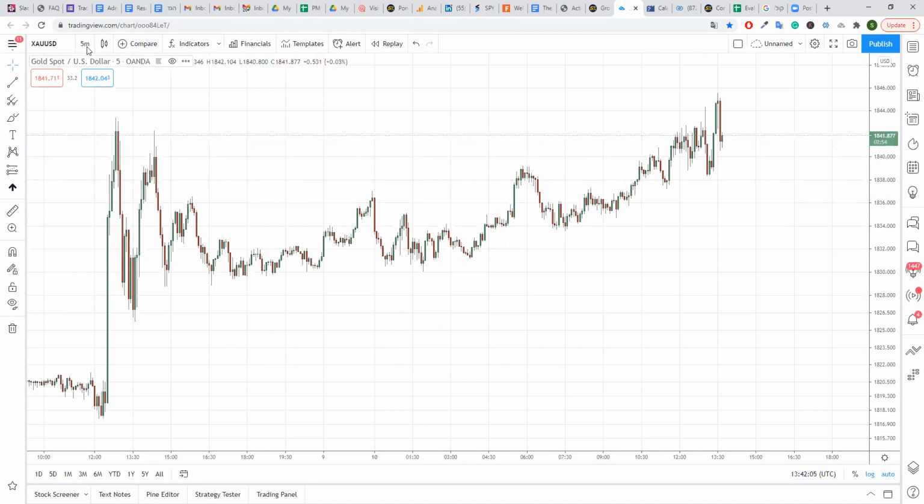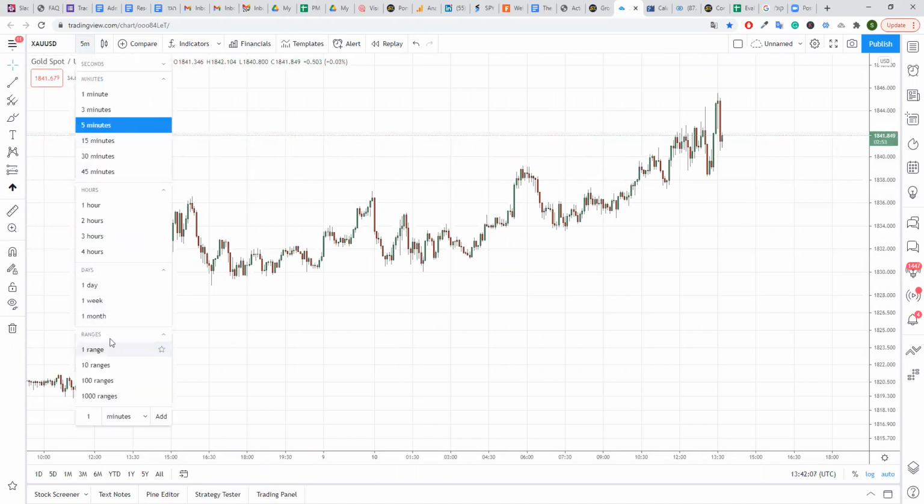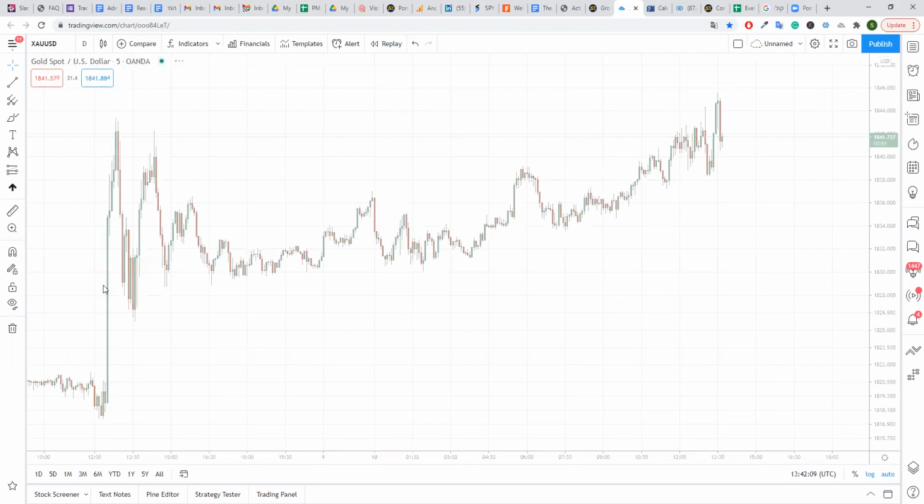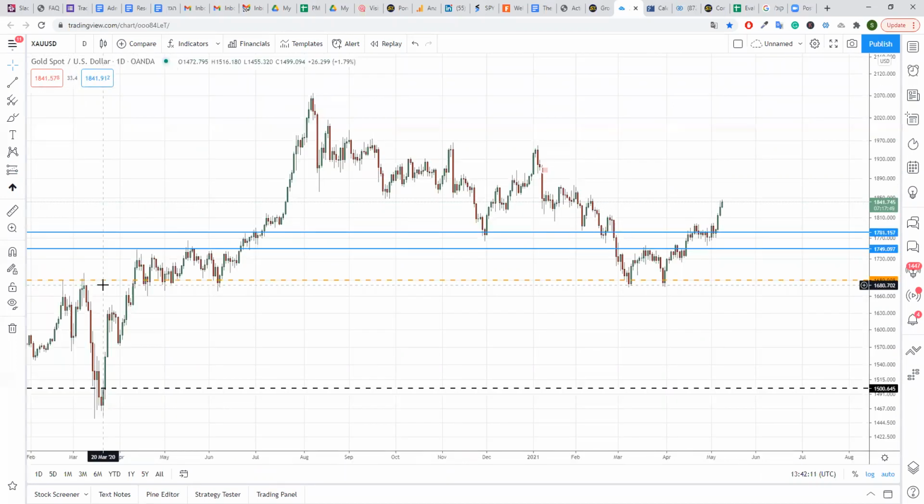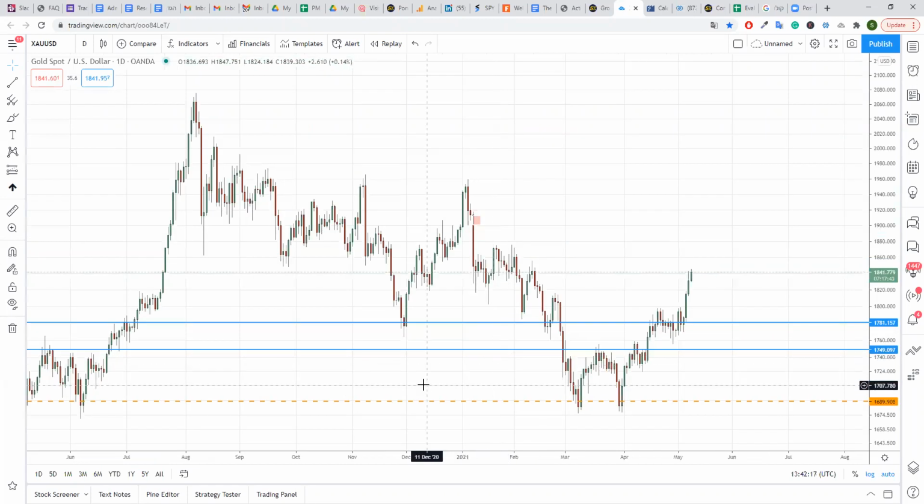Yes, excellent. Okay. So let's start from the daily chart. Okay, here's the daily chart. Now, as you can see, according to this daily chart, first of all, we can see very clearly the double bottom here. And now the price is bullish. Okay, you can see it.